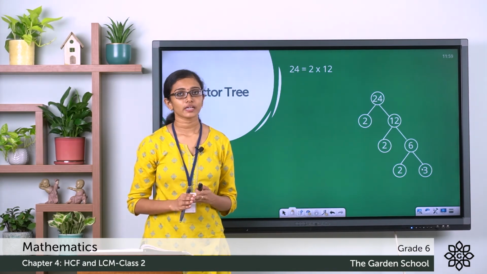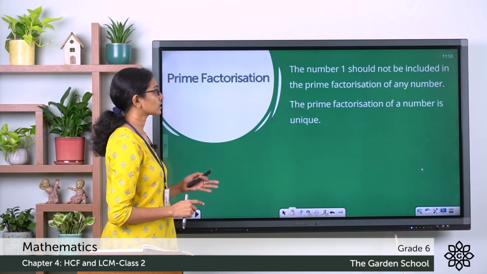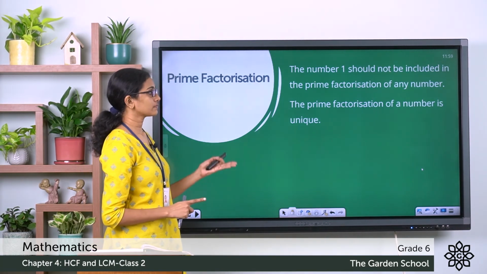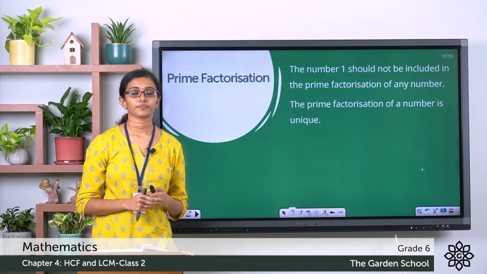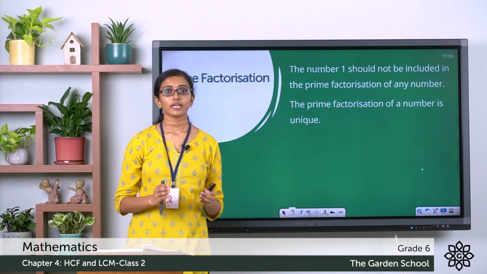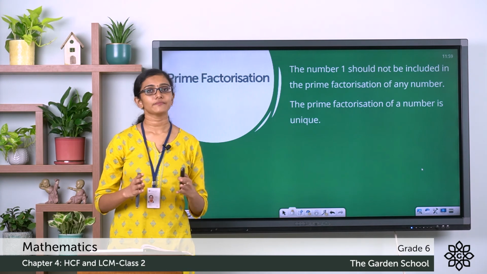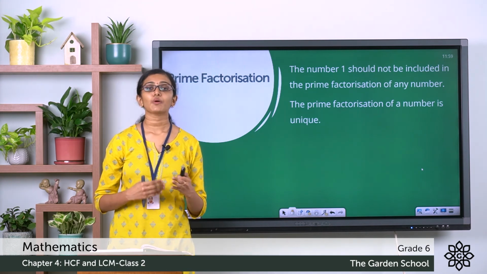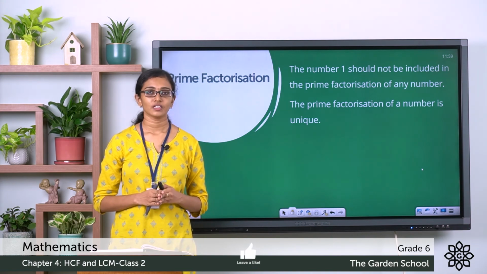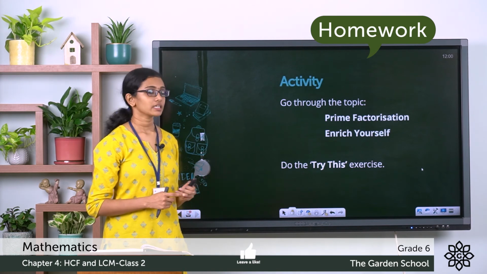Now while doing prime factorization, keep in mind that the number 1 should not be included in the prime factorization of any number, and also that the prime factorization of a number is unique. So whichever factors you are considering, the prime factorization will stay unique. I hope you are clear with the concept of prime factorization and how to draw the factor tree of a given composite number.